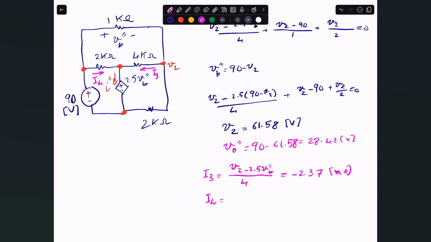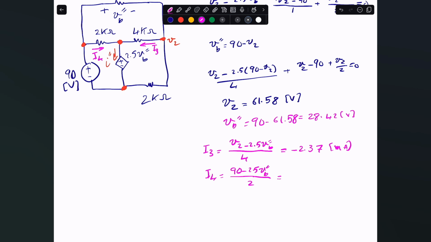What about I4? I4 will be simply 90 minus 2.5 VB prime divided by the 2 kilo ohms. Let me compute that, and that will be 9.47 milliamp. Of course, now we know that I double prime, the one I'm looking for, is just a summation of I3 and I4. That will be 9.47 minus 2.37, which is about 7.1 milliamp.